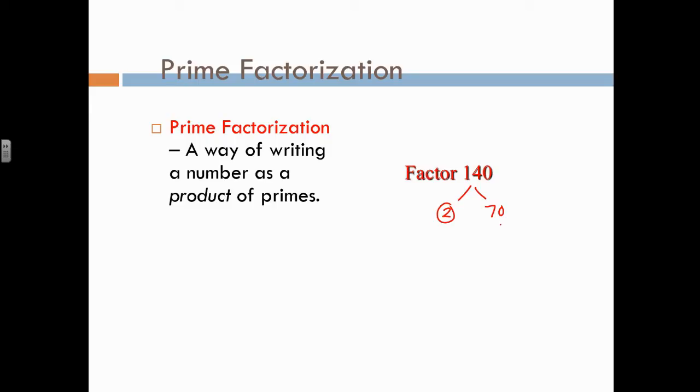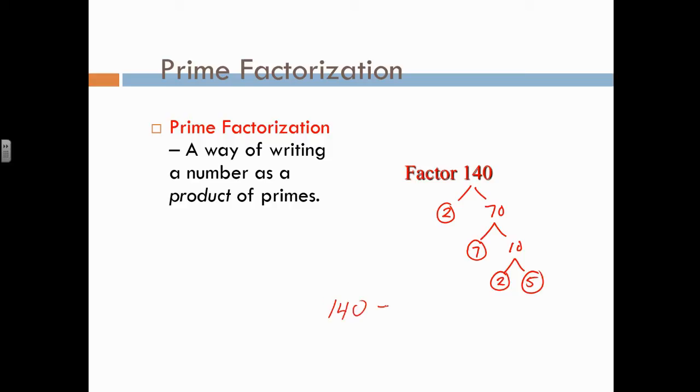So I'm trying to find all of those prime factors. So I found 1 already. However, 70 is not prime. So I'm going to keep breaking it down. 70 could be broken down a whole bunch of ways. But I'm going to say it's 7 times 10. And 7 is prime, so I'll circle it. 10 can be broken down into the factors 2 and 5. And they are both prime.